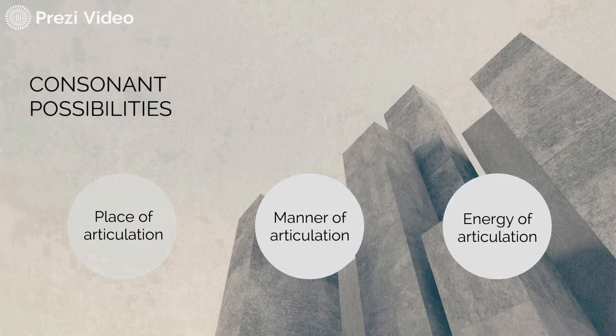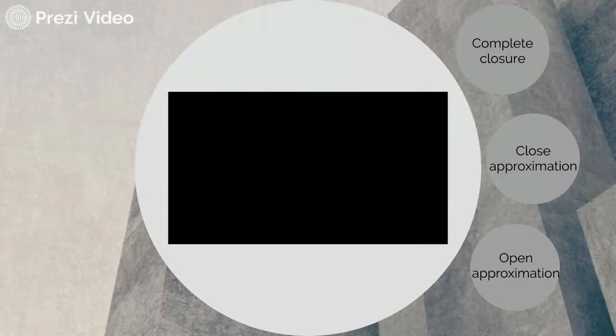Manner of articulation is about the type of the narrowing or stricture. In terms of the manner of articulation, we distinguish between complete closure, close approximation, and open approximation.